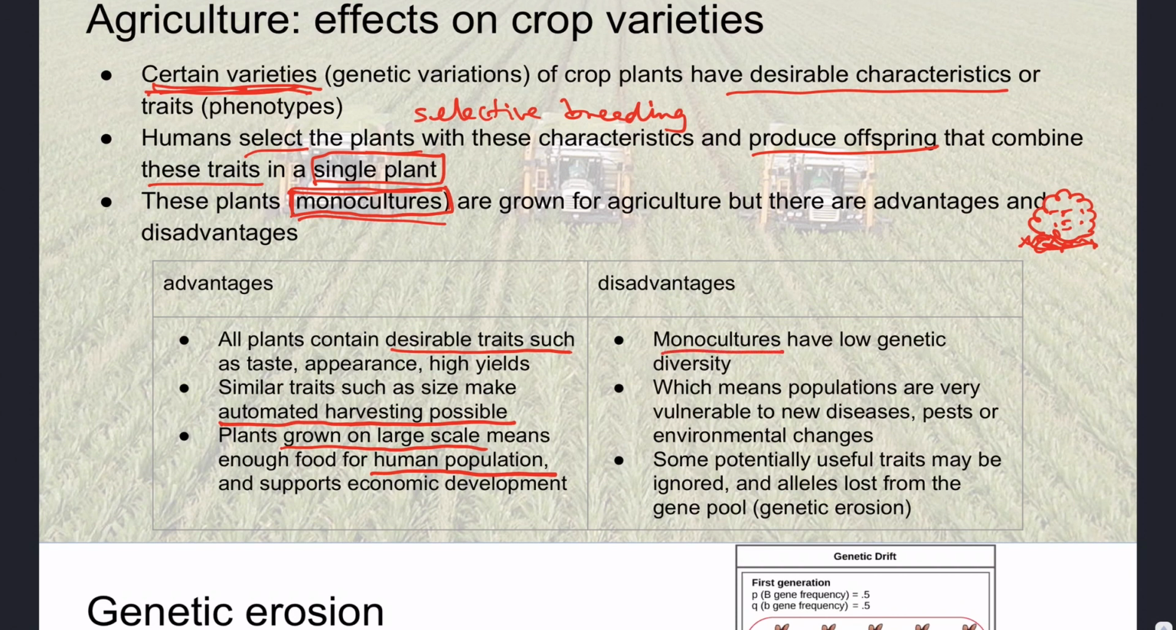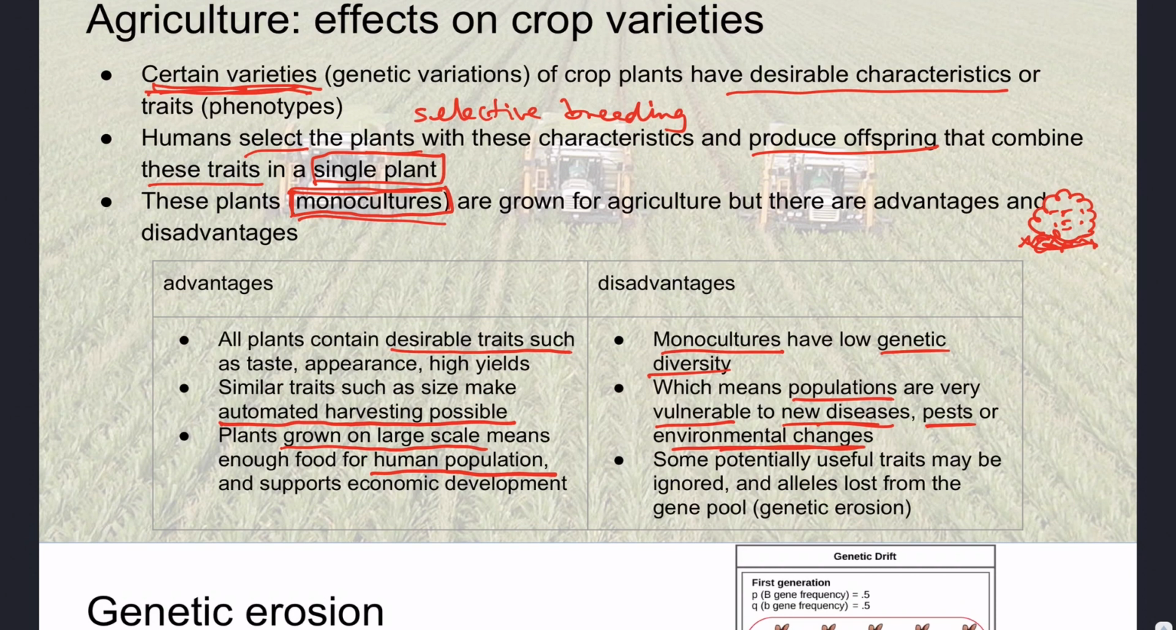So monocultures, because they've been bred in a certain way, all have similar traits and low genetic diversity, okay? This means that populations are very vulnerable to any new diseases, pests, or environmental changes, because they all have essentially the same alleles. There's not a lot of variation, and so if any environmental change happens, that species doesn't have the different alleles in that population that might allow some of that population to survive. And then if a new disease comes, or a pest, or a climatic change happens, it's not just some or most of the population that's affected, it is all of that population, and they might all not survive that change.